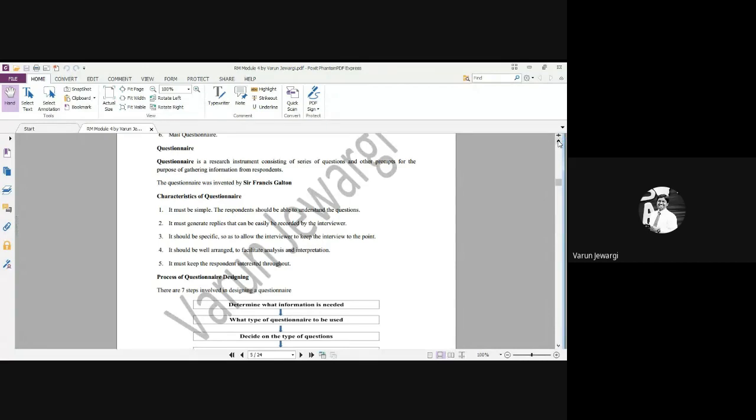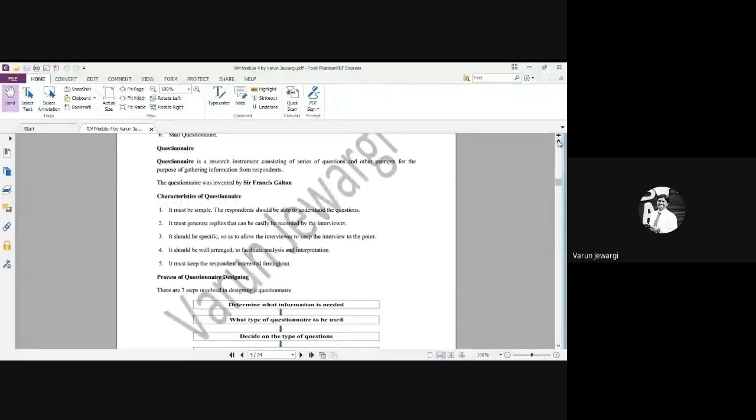Then, what are the characteristics of a questionnaire? Whenever you design any question in the questionnaire, students, please make it very simple. Don't make it complicated; using all your Oxford English is not required. Make it very, very simple. The respondent should be able to understand the questions. The respondent should be well educated to understand, or else it should be very, very simple. Even a layman should understand what you're trying to do. So it should be very simple.